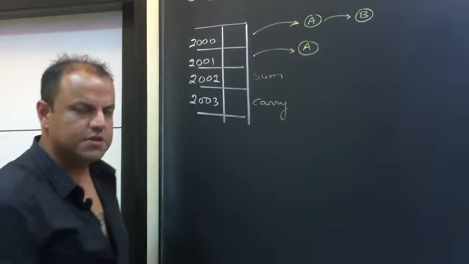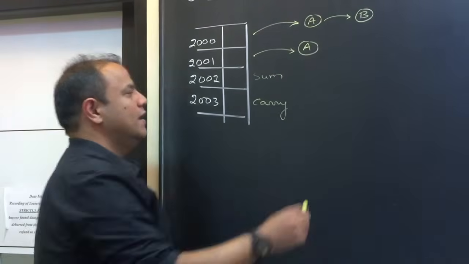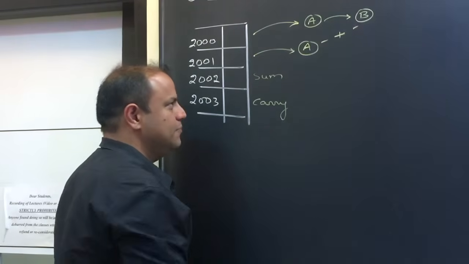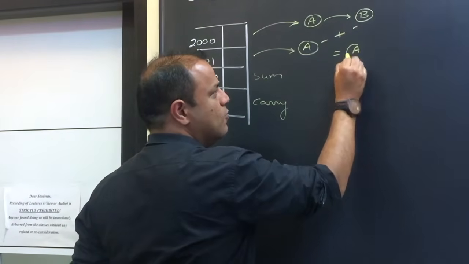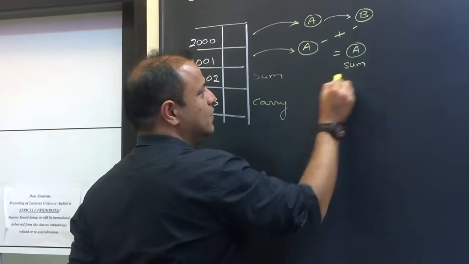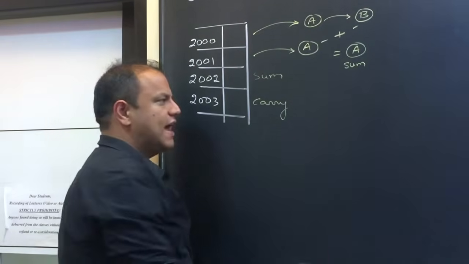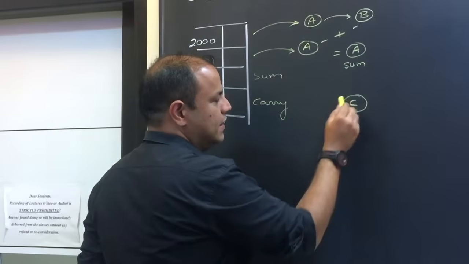Will you be able to do instructions for doing this much? Good. Now, add these two numbers. Add B, so it will do A plus B. The result will come in A. What is there in A? The sum, which we're going to store at 2002. At 2003, we're going to store the carry. Assume the carry is in C register.